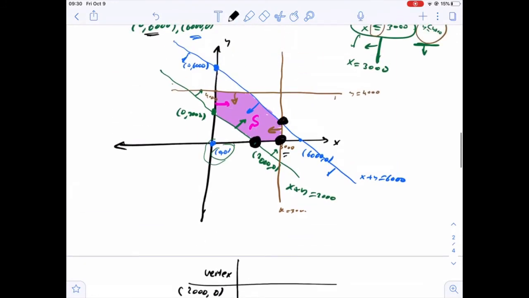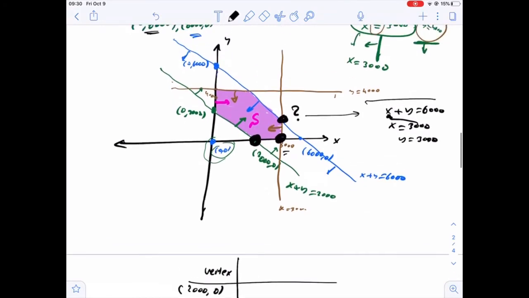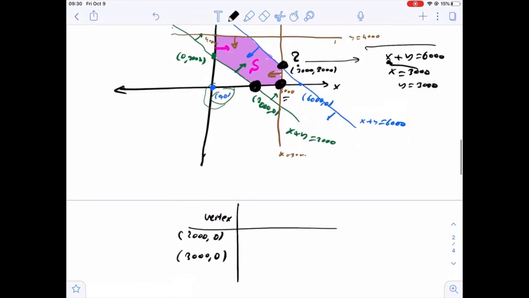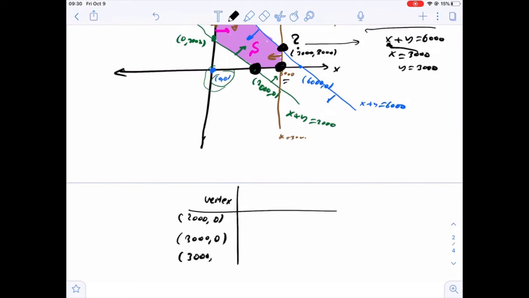We have this vertex, but we don't know the coordinates of this at this point. So how to find that? We set the two equations equal to each other. Let's do it here. So it's the intersection of the blue line with the brown line, which is x equals 3000. So we just plug x equals 3000 to get y equals 3000 as well. So this point here is 3000. So we put it here. We have 3000 and 3000.